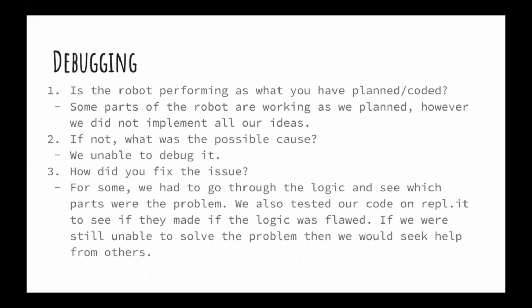Debugging. Some of the questions we asked were, is the robot performing as what you have planned or coded? And we realized that some parts of the robot are working as we planned. However, we did not implement all of our ideas. The possible cause of this is that we were unable to debug it.